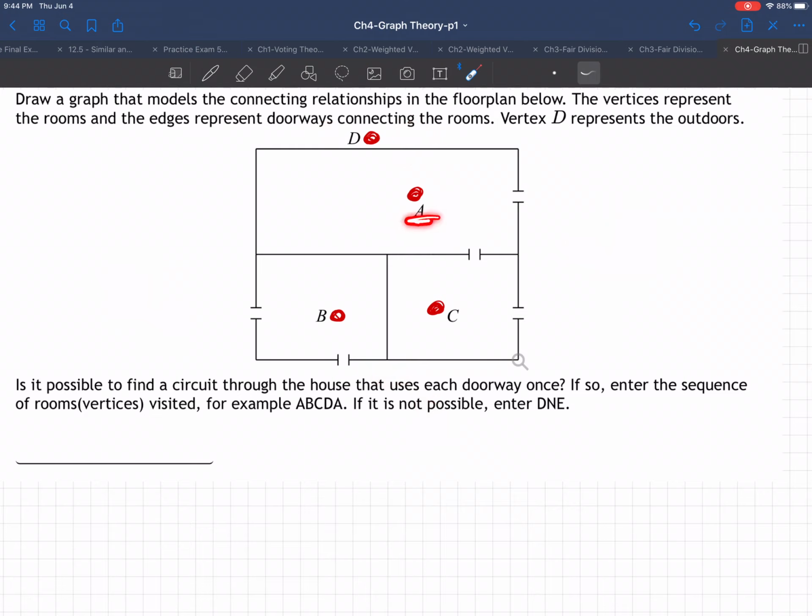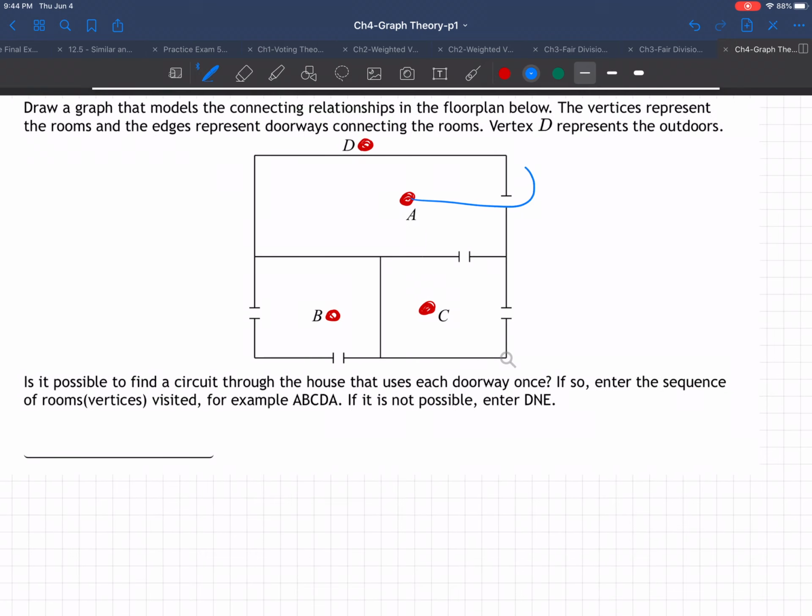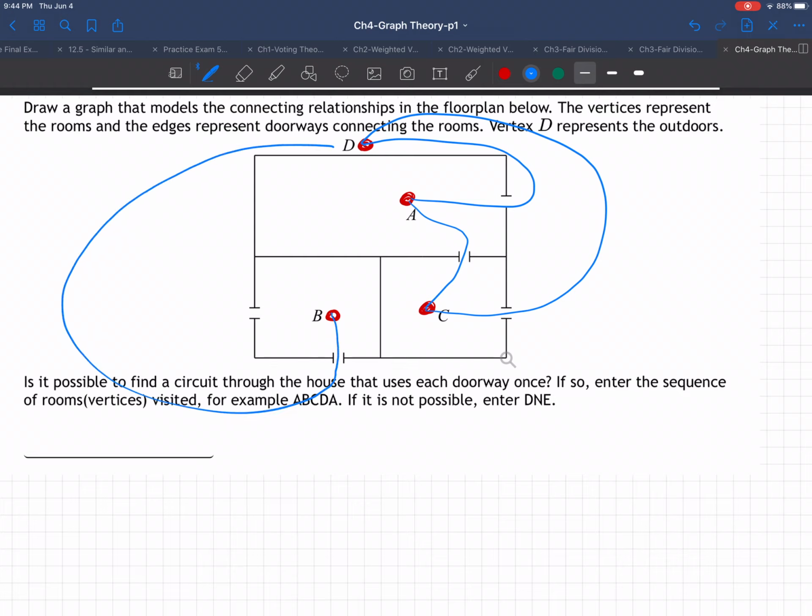And then there's three other rooms, A, B, and C. So altogether we have 4 locations. Outdoors, D, and then A, B, C for the 3 indoor rooms. And now let's connect those dots by their doorways. So A, notice, connects through this door out to D. A connects through this door to C. C connects through this door to D. B connects through this door to D, because that goes outdoors, and B connects through this door to D. Okay, so that's really our graph.